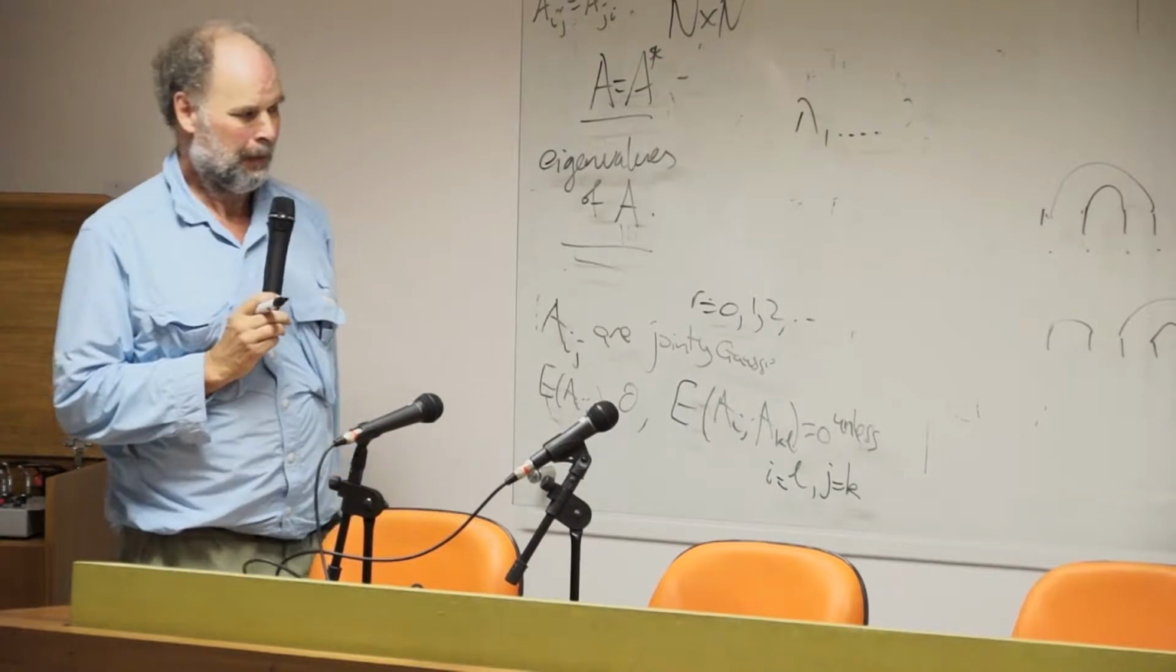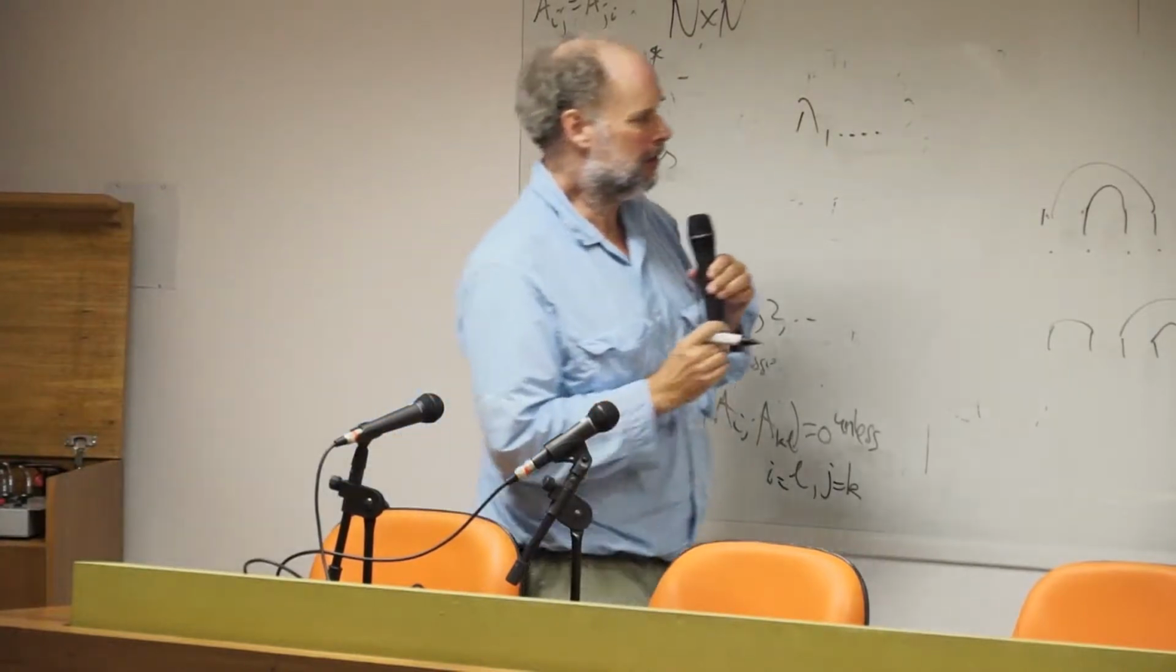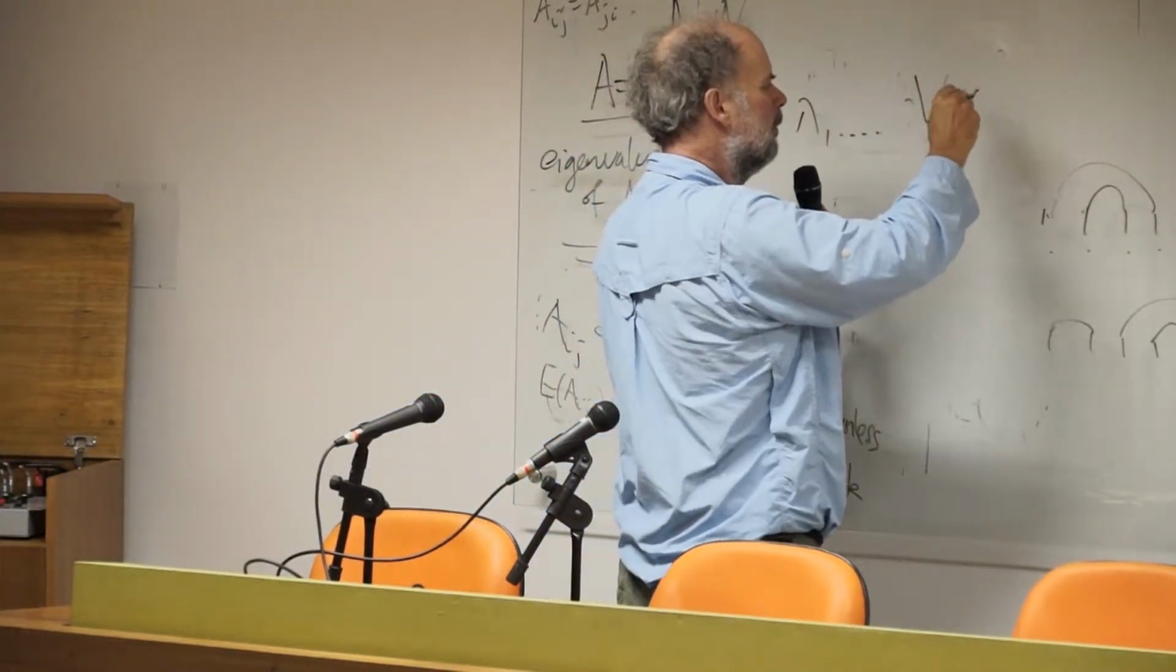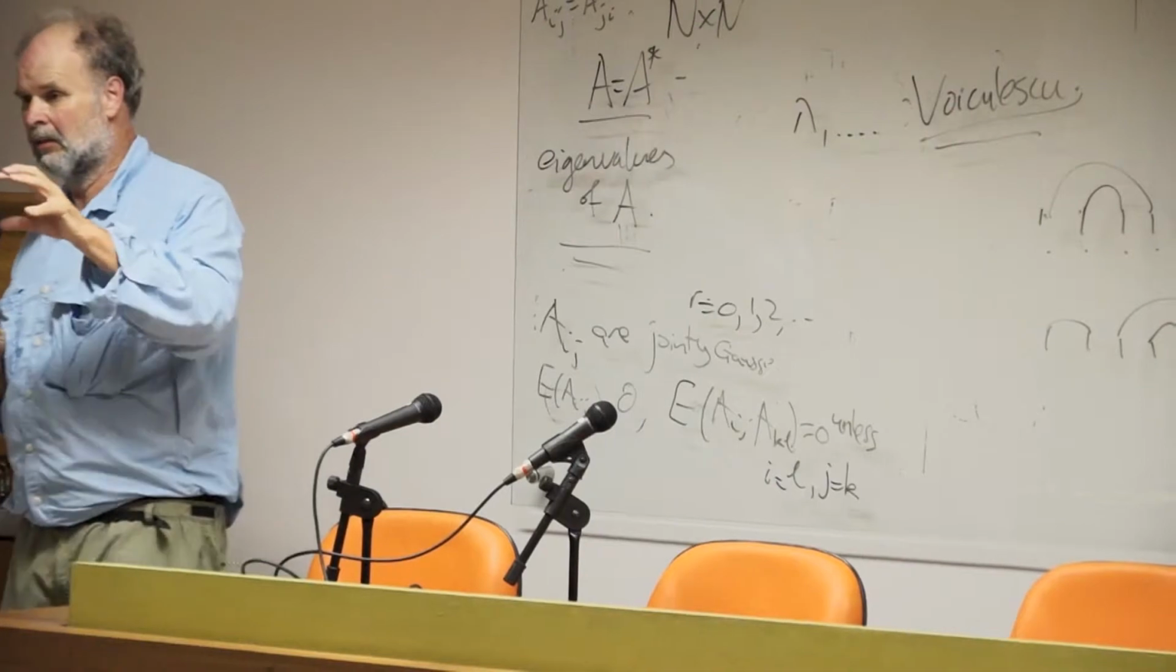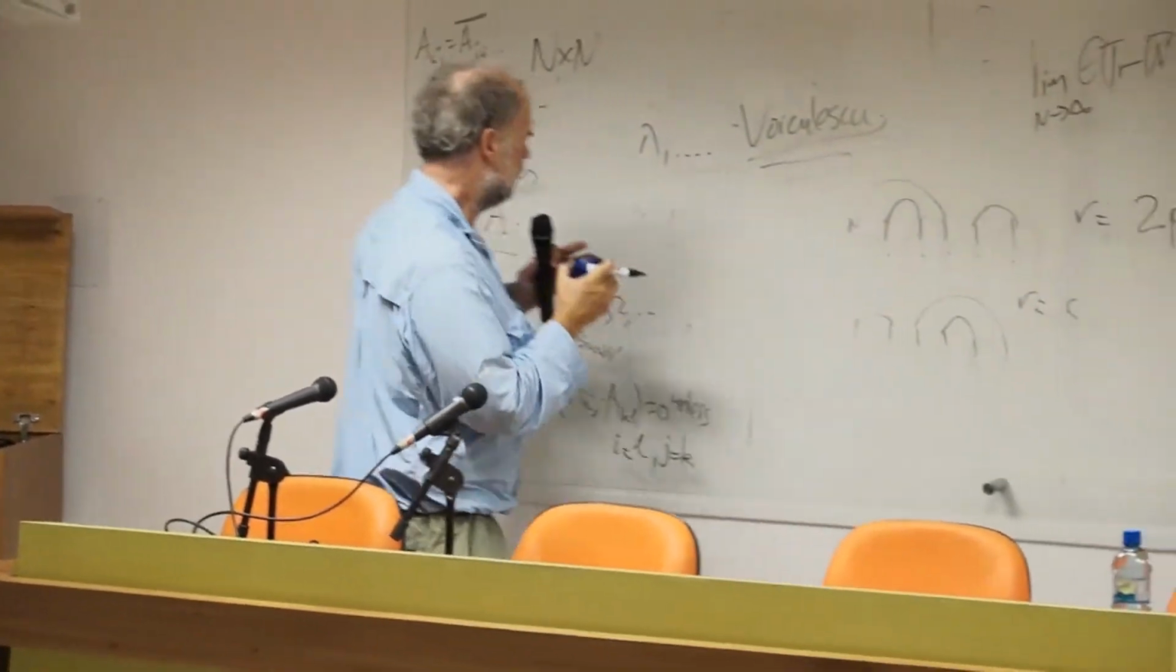The next step is to replace, and the name relevant for the next step is Voiculescu, a single random matrix by a bunch of random matrices. So let's suppose that bunch is exactly 2 random matrices.